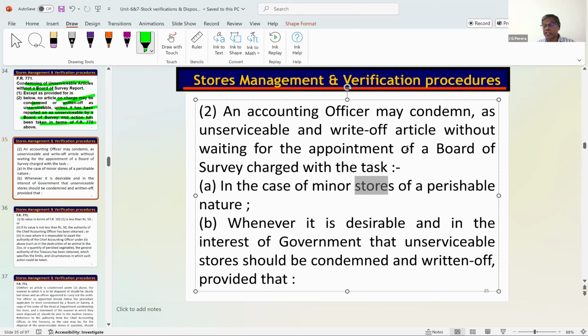In such a situation, small value, perishable items, minor stores, minor value, the accounting officer ට පුළුවන් board of survey එකක් නැතුව තීරණයක් ගන්න මේ items dispose කරන්න. So it is in the interest of the government that unserviceable stores should be condemned and written off in such situations.